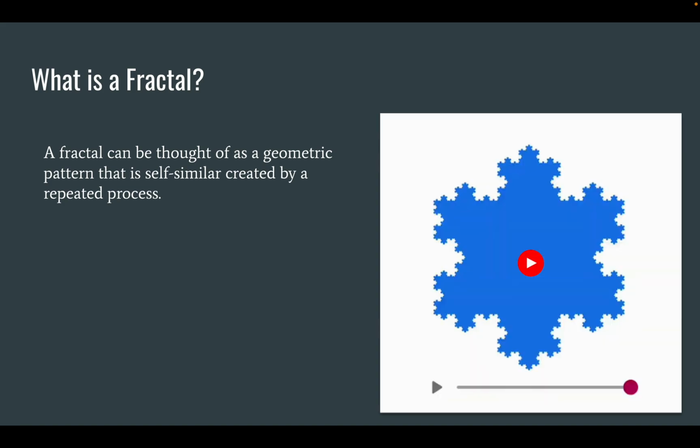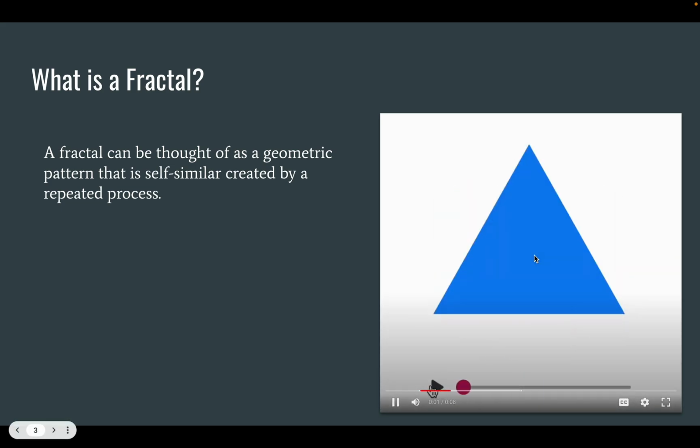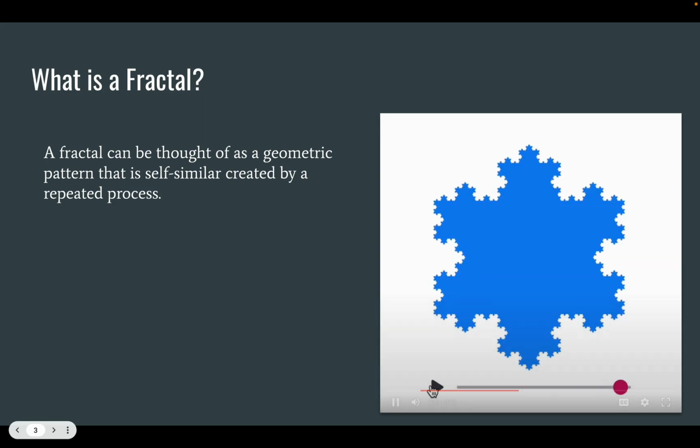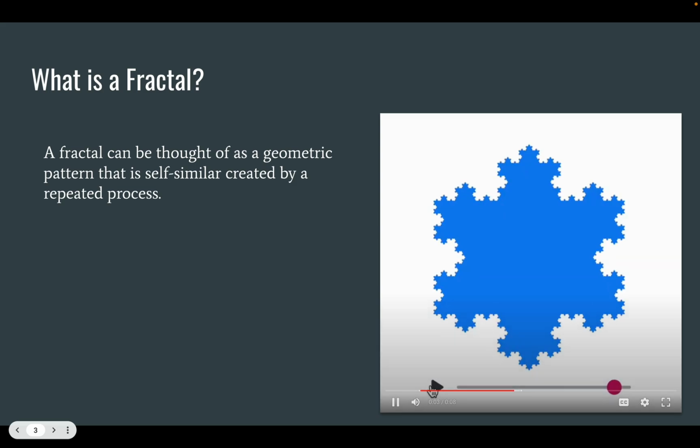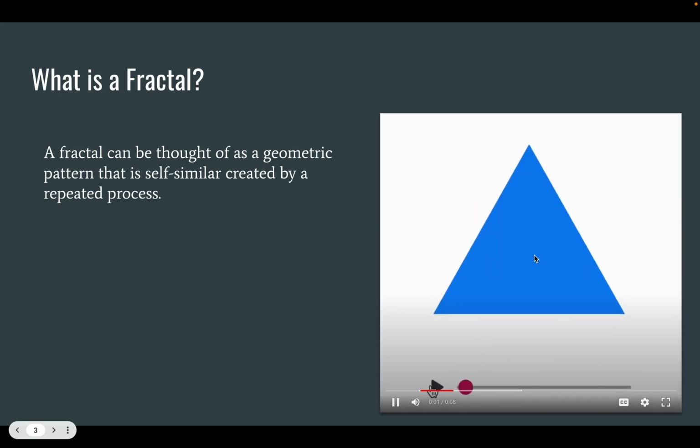But what is a fractal? A fractal can be thought of as a geometric pattern that is self-similar on many scales and levels, that's created by a repeated process, like you can see on the right. We start with a basic triangle. That triangle is repeated multiple times over itself to create a more and more complex shape.